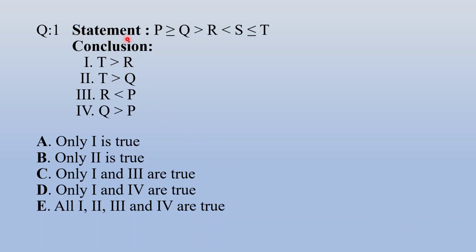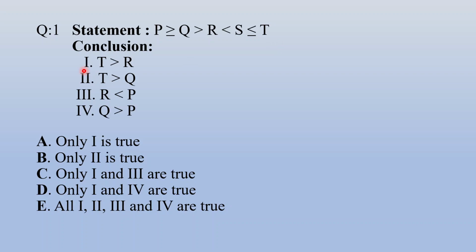First of all, the statement says P is greater than or equal to Q, Q is greater than R, R is less than S and S is less than or equal to T. So this is the statement. Remember guys, in the question statements are always correct. Okay. Now the conclusion. Among these four conclusions, we have to find out which conclusion is correct and which conclusion is not correct based on the given statement.